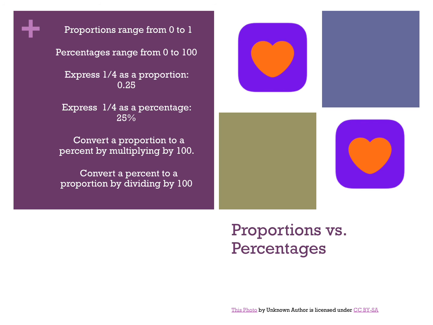To convert a proportion to a percent, all you have to do is multiply by 100. To convert a percent to a proportion, you just reverse the steps and divide by 100. You can think of division as a way of undoing a multiplication problem. Multiplying by 100 moves the decimal point 2 places to the right. Dividing by 100 moves the decimal point 2 places to the left.